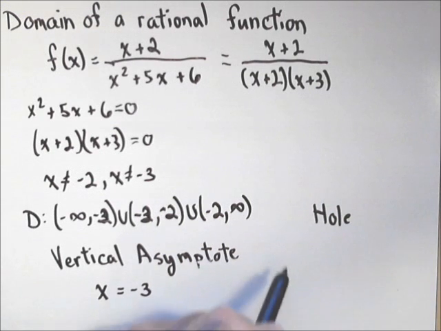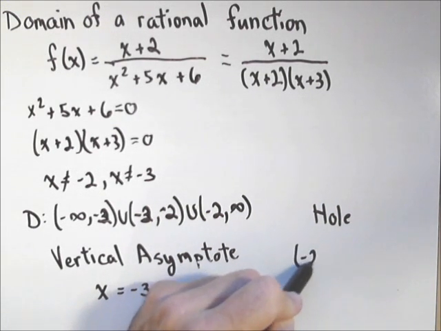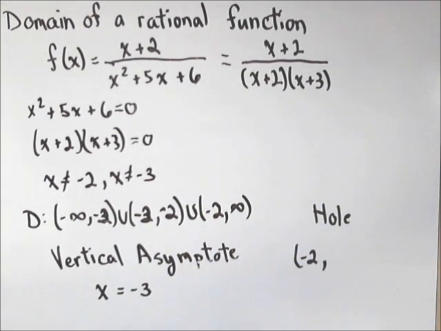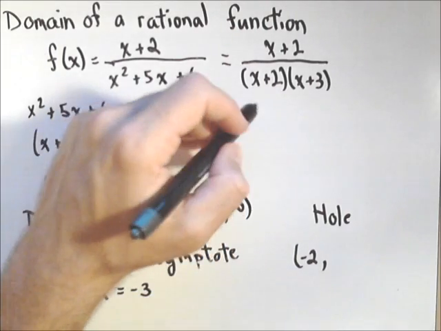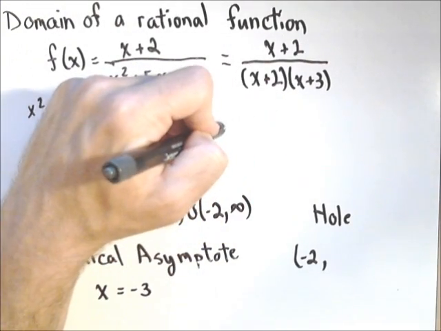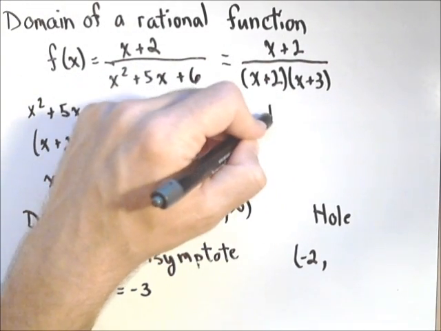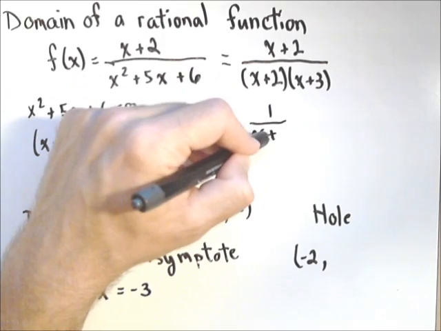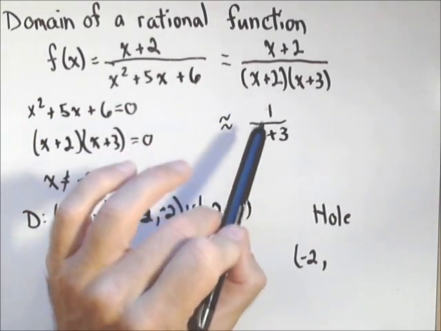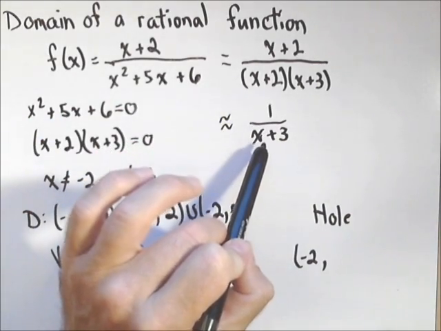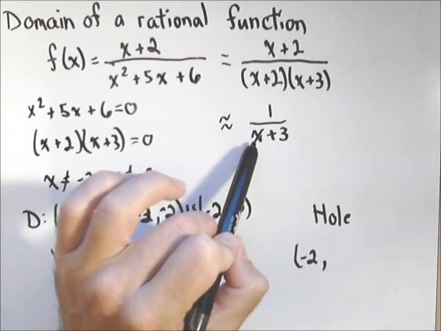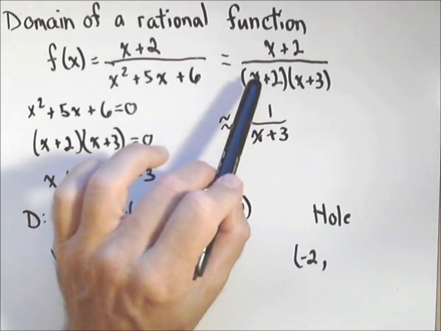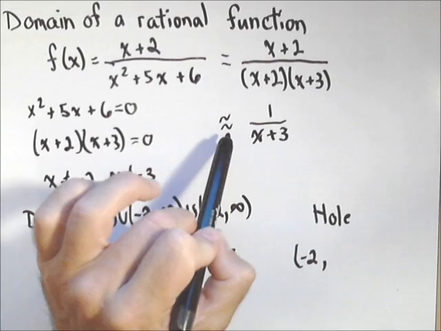So we know it's at negative 2 for the x value. For the hole, we could actually find a y value because it's a single point that's been removed from our graph. The way we would find this is we would cancel out those x plus 2's, and we'd get 1 over x plus 3. These are almost the exact same functions. The only difference is negative 2 is in the domain of this function, it's not in the domain of ours, which is why I'm not using equals.